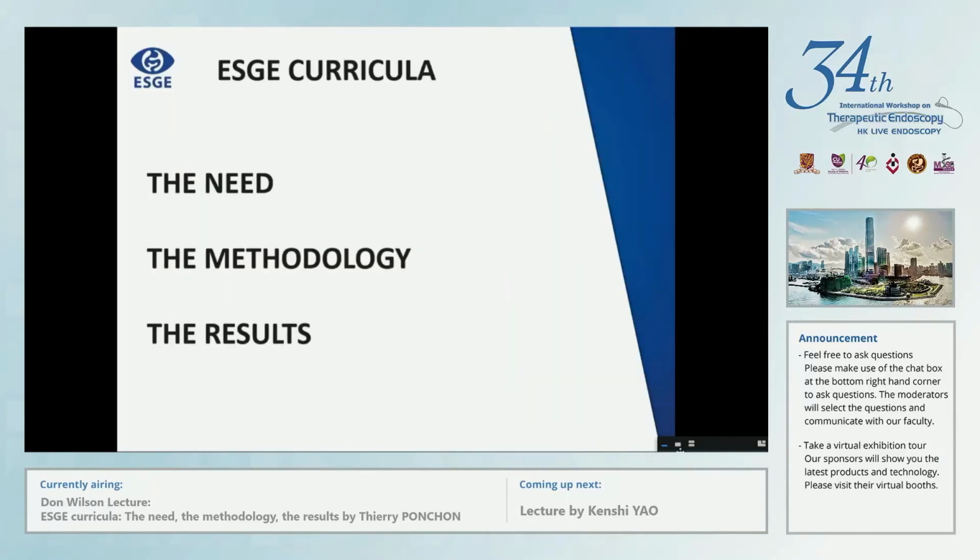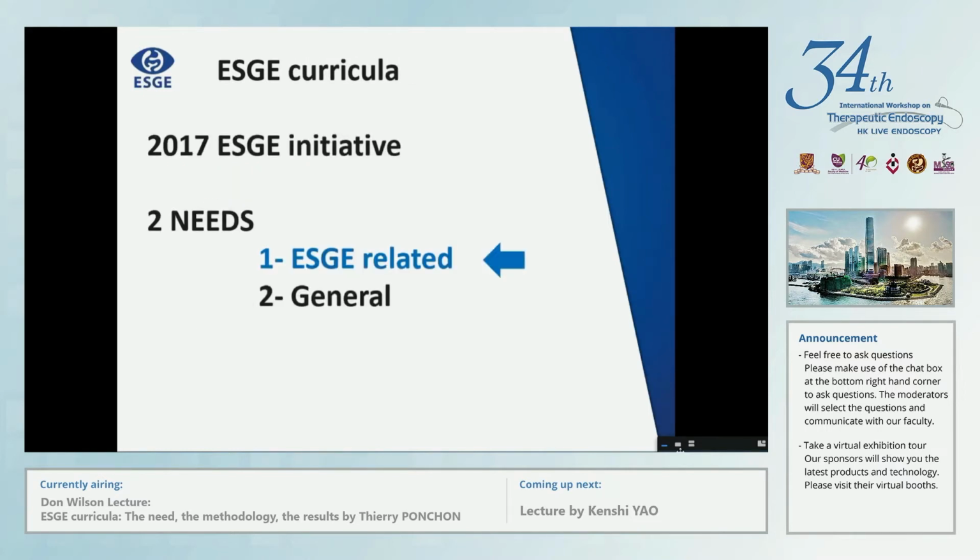So first, this is the plan of my talk: the need, the methodology, and the results. I will begin, of course, by the need. Why did ESGE launch this initiative to set and to write curricula? In fact, when I was president of ESGE 3 years ago, I decided to launch this initiative.